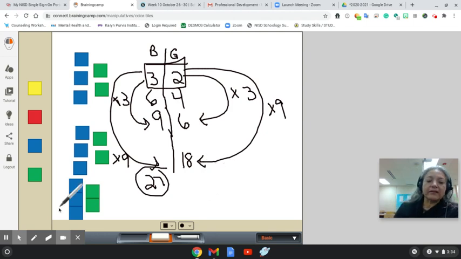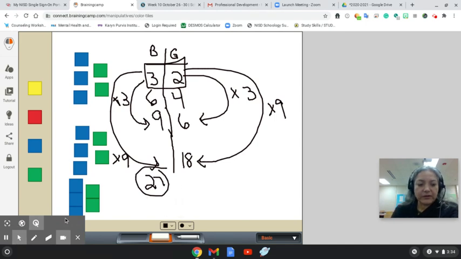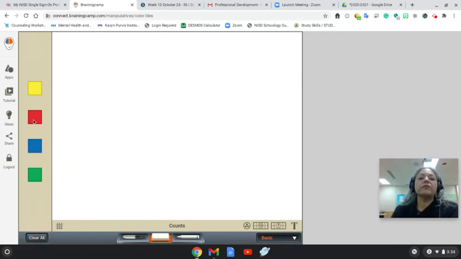So let's look at another example. So I'm going to clear the board. I'm going to move this up here. How do I move this up here? Okay. So I'm going to go ahead and clear the board and I'm going to start with red squares. So I'm going to start with 2 red squares and give you 4 yellow squares. Okay, so again, we're going to create a table.